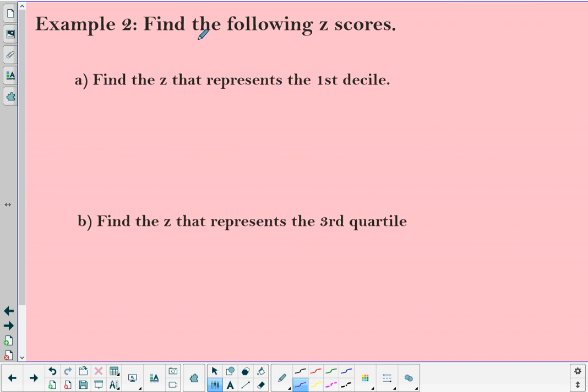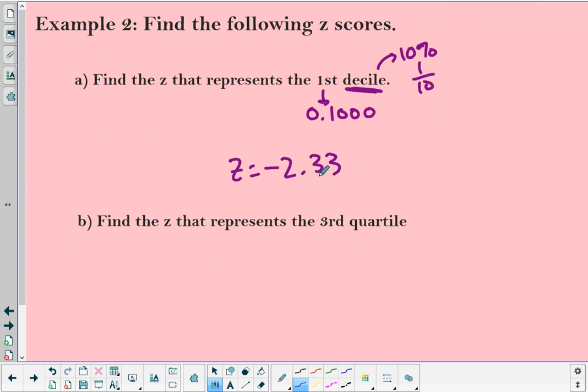Some more different verbiage here that we've seen. Find the following z-scores. Find the z that represents the first decile. If you think decile, a decile is every 10%, or every 10th, if you will. So the first decile would be 0.1, which means I want 0.1000 in the table, and the closest z that is there is negative 2.33 in the table.